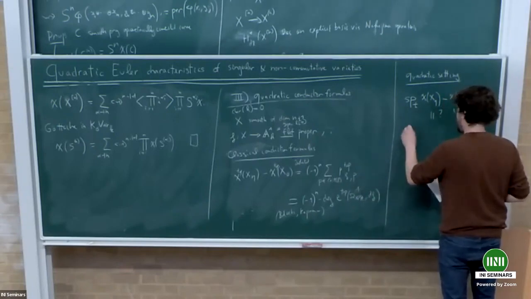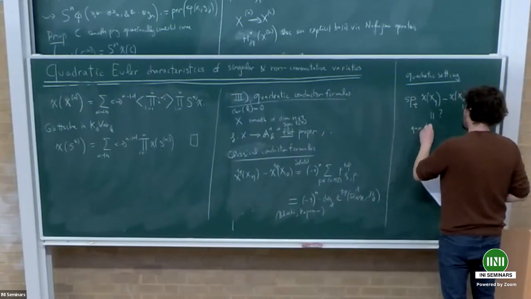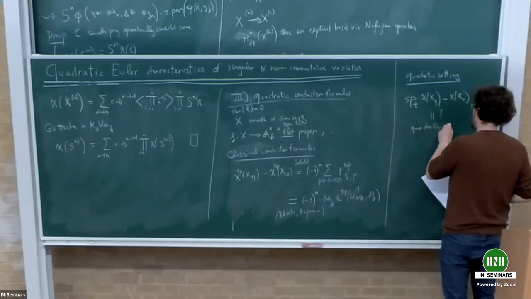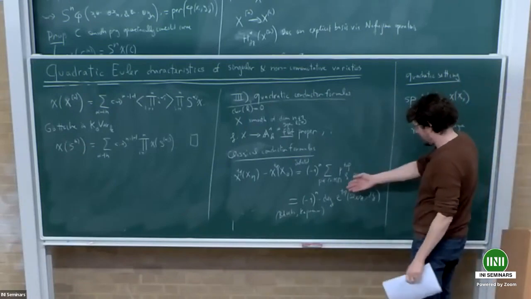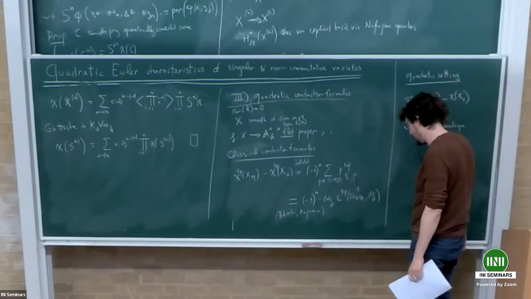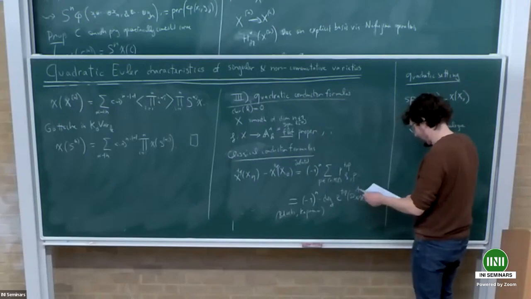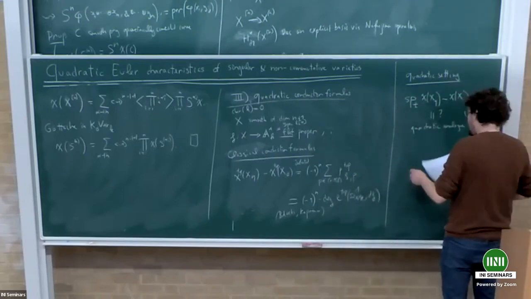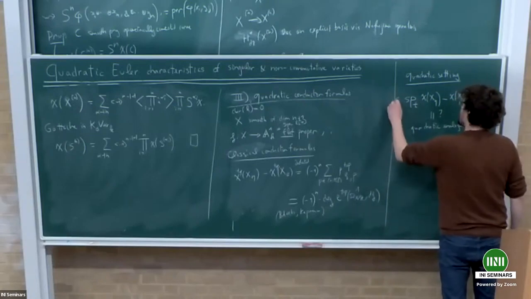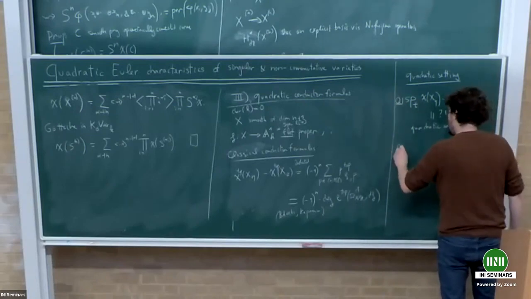Because I'm running out of time, I'll just write the quadratic analog. What do I mean by this? You replace this by the quadratic Milnor number, and you replace this by the quadratic Euler class. And then you have to define what the degree is. So that's the question. The answer is no.